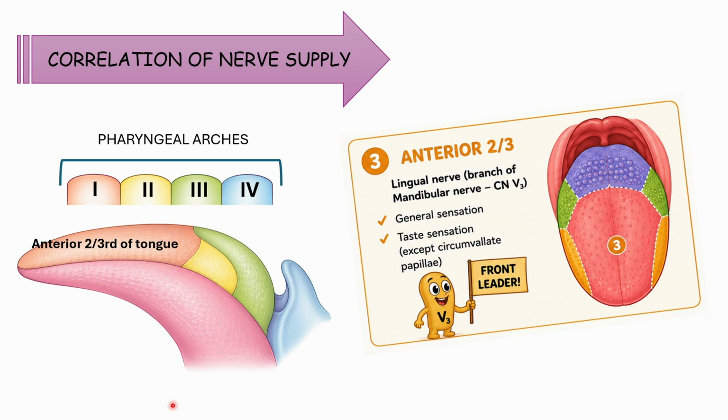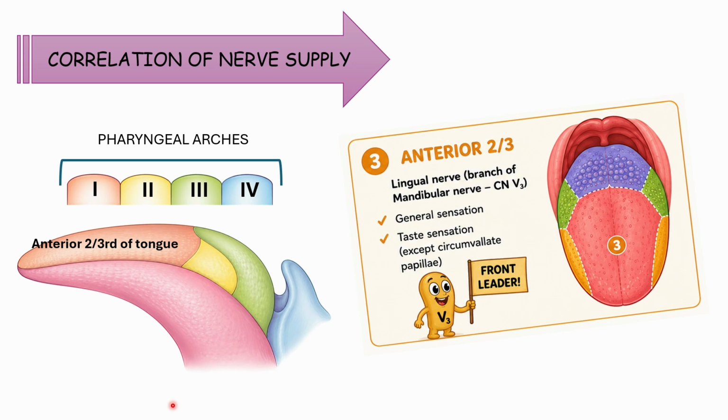Thus, if you see the mucosa of the tongue, the 5th and 7th cranial nerves supply it. The 5th is the trigeminal, the mandibular nerve is a branch of the trigeminal, and the lingual nerve specifically, which carries the general sensations, is a branch of this mandibular nerve.